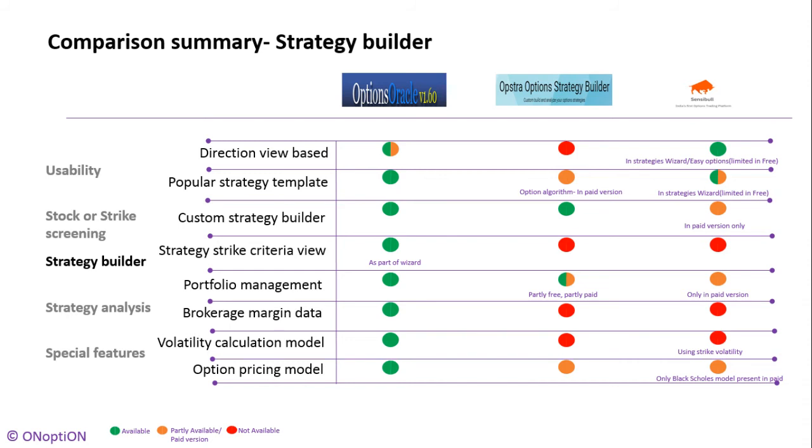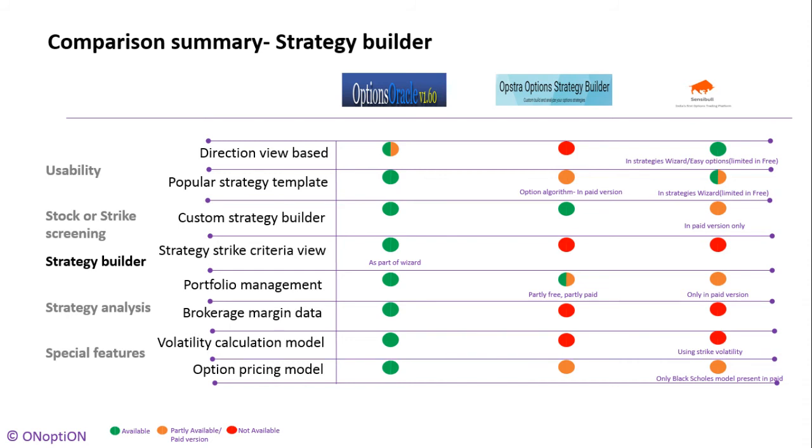And different volatility calculation models are possible in OptionsOracle. You can use either historical volatility, option strike volatility, or average volatility. You can choose which one you want, and based on that all your calculations or analysis can be made. Opstra is missing this feature. Sensibull is using strike volatility.